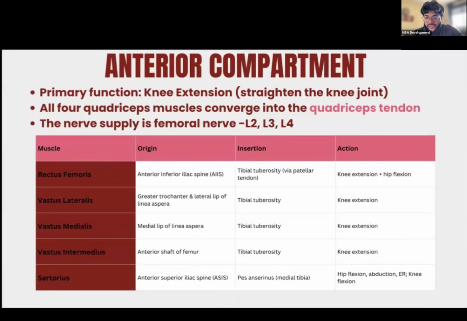Then we have our sartorius. This muscle's origin is the anterior superior iliac spine, and it goes and inserts into the pes anserinus. You don't need to know that again. It's responsible for hip flexion and also has a little bit of hip abduction motion. And that's all you need to know regarding the anterior compartment.